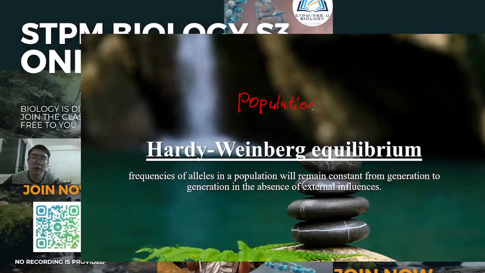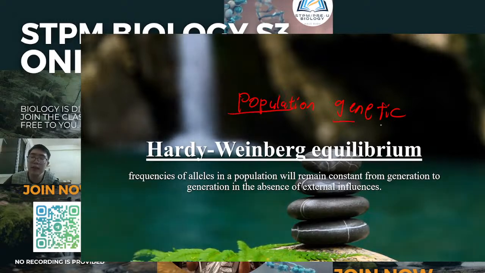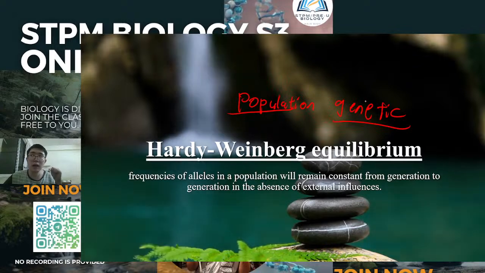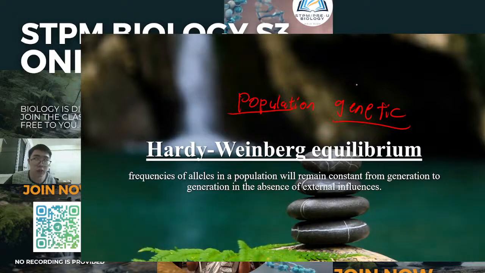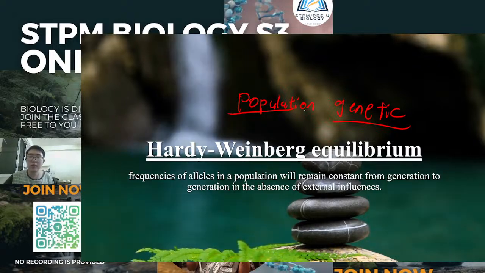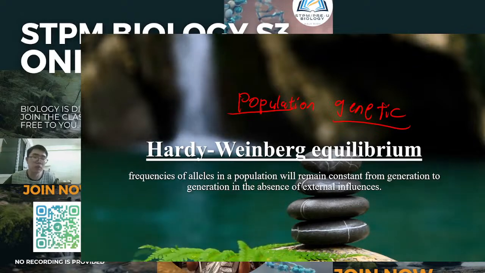So when you learn about population genetics, what is a population? It means that we learn the genes, the genetic makeup, the genetic amount in one population. So maybe one population got dominant genotype and also dominant phenotype and also recessive phenotype, right? So in one population, what is the amount of it? What is the percentage of it? So this is the equation that it gives.